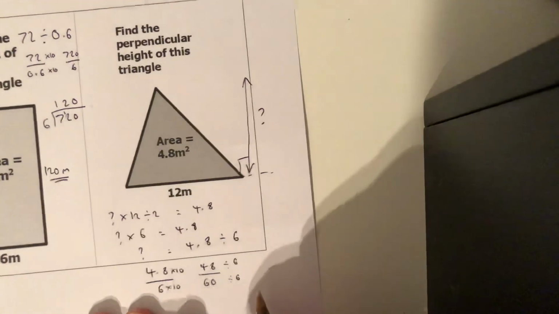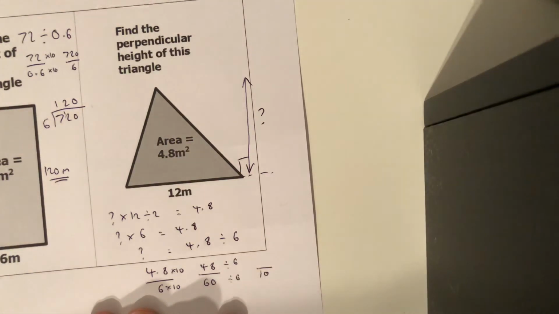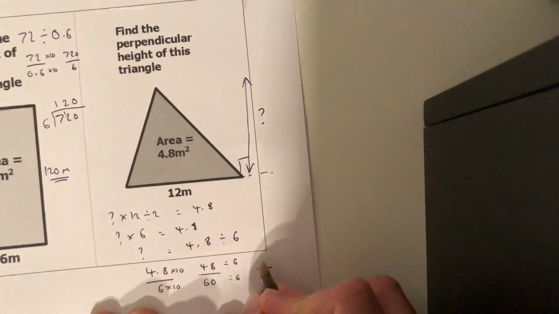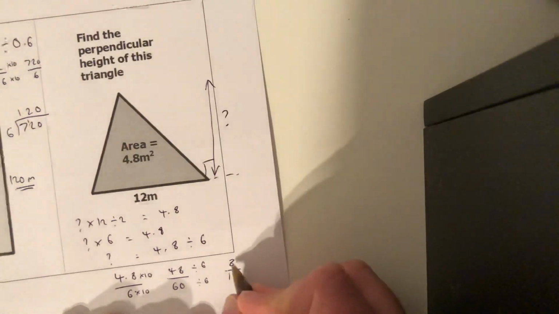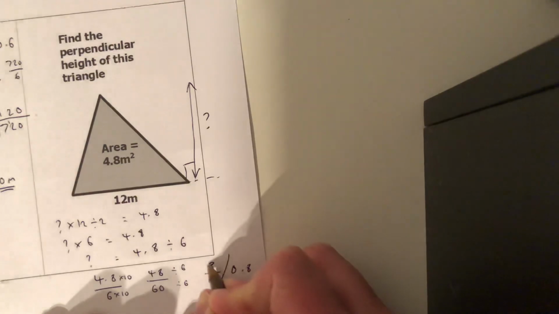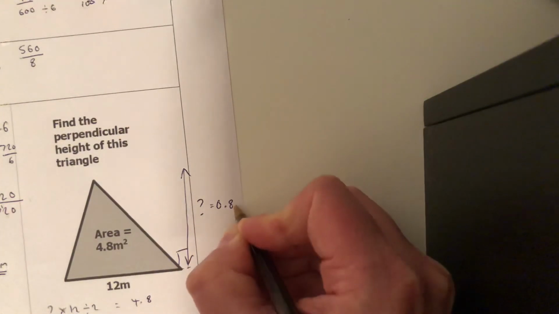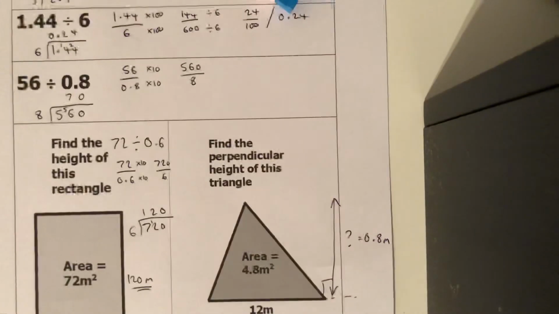I'm sort of counting down. That will give me 10 on the bottom. And how many 6s go into 48? I'm a bit tired. I think that should be 8 last time I checked. And so 8/10 is 0.8. So that means that this height here is 0.8 metres. Okay, so there you go.